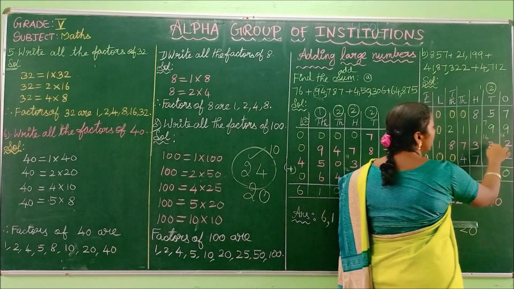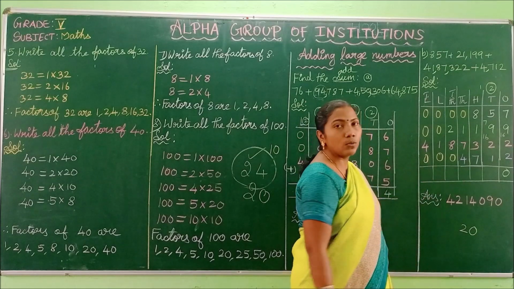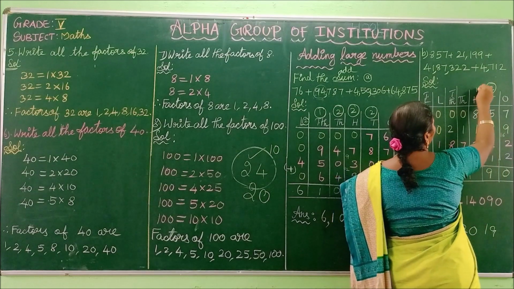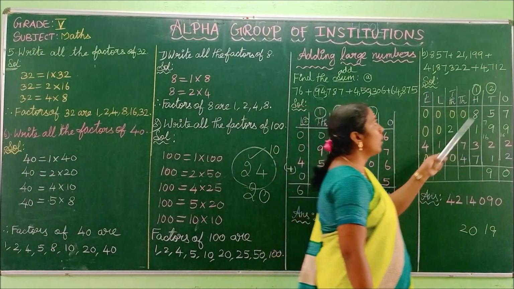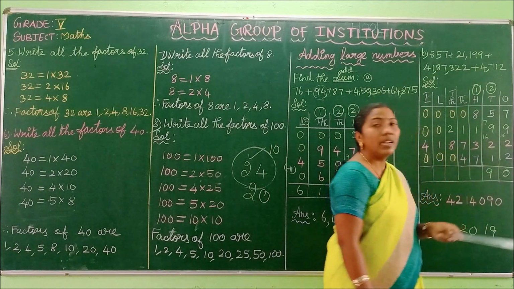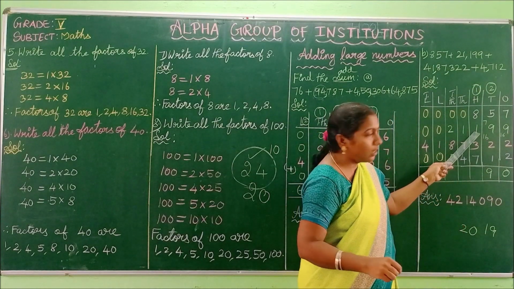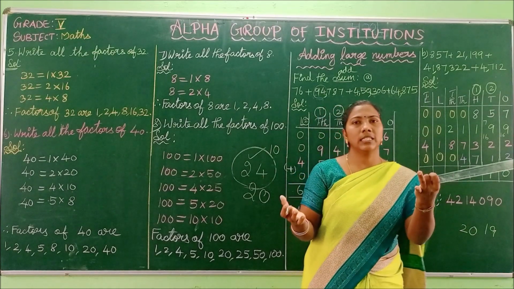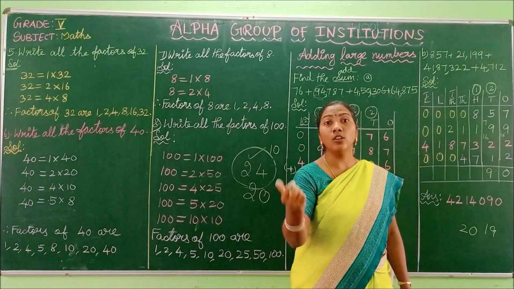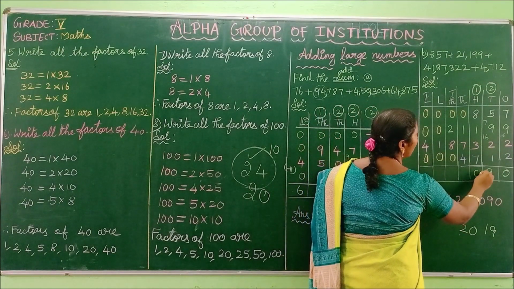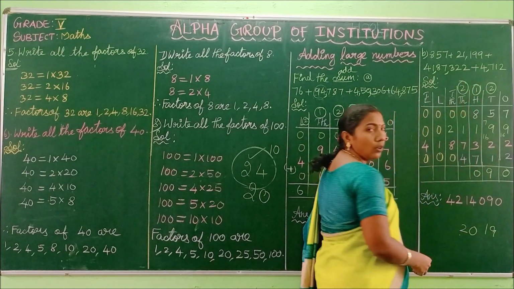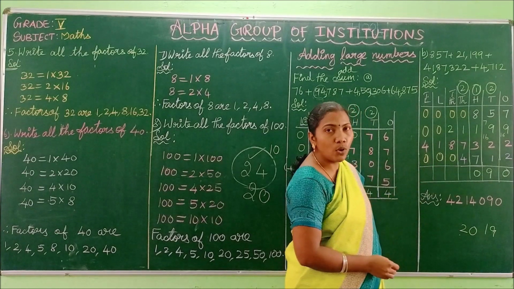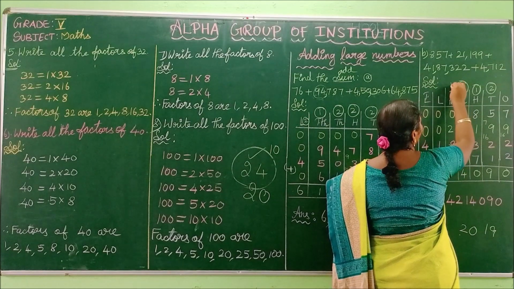So 16, 16 plus 2, 17, 18, 18 plus 1, 19. So for 19, here you have to put 9, here you have to put 1. Do you understand? So you have to add the next. 8 plus 1, 9, 9 plus 1, 10, 10 plus 3, 11, 12, 13, 13 plus 7, 14, 15, 16, 17, 18, 19, 20. For 20, here you have to put 0, here you have to put 2. Okay? 2 plus 1, 3, 3 plus 7, 10, 10 plus 4, 14. So here you have to put 4, here you have to put 1.